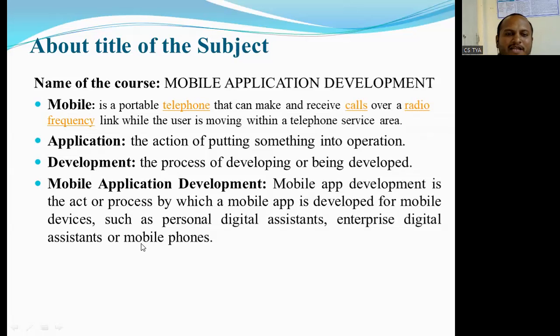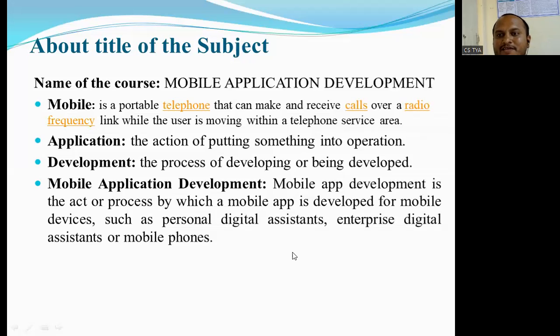What is mobile application development? Mobile app development is the act or process by which a mobile app is developed for mobile devices. Why is this mobile app required for mobile devices? See, everybody has a mobile. You are using WhatsApp, Facebook. These are apps. Okay, for PhonePe, Google Pay, this also we can say is called a mobile app.